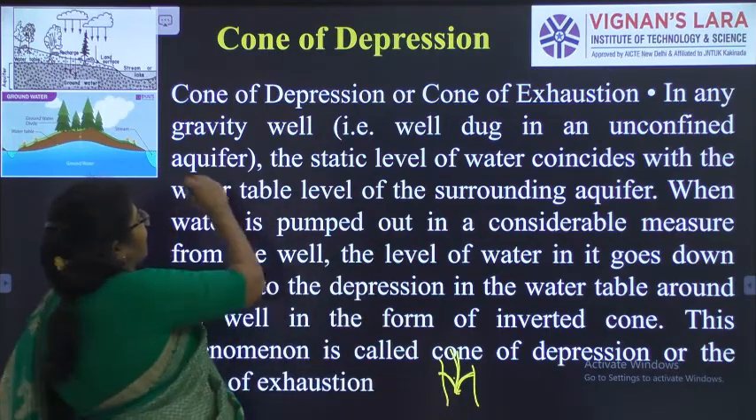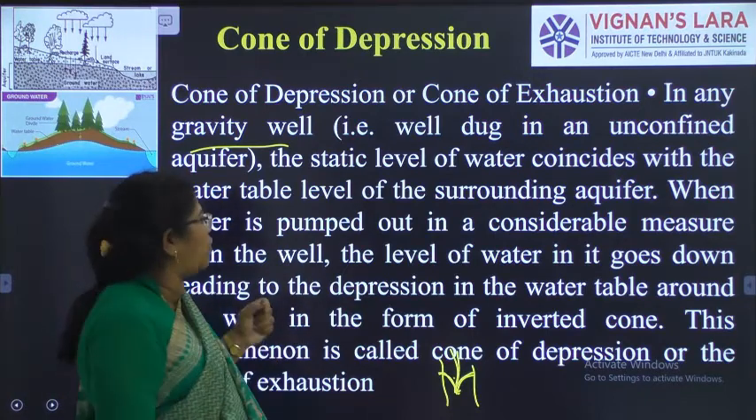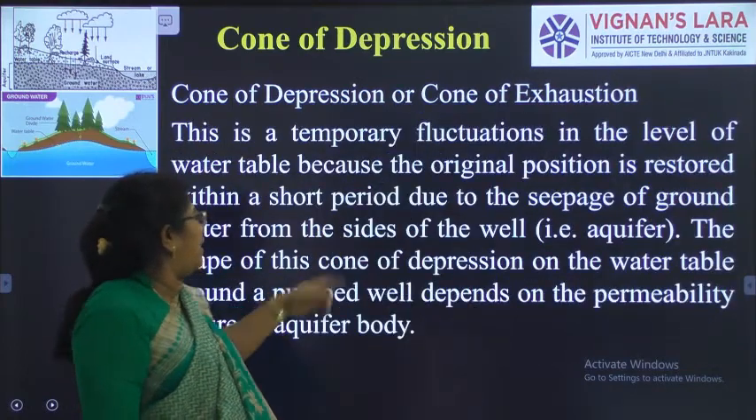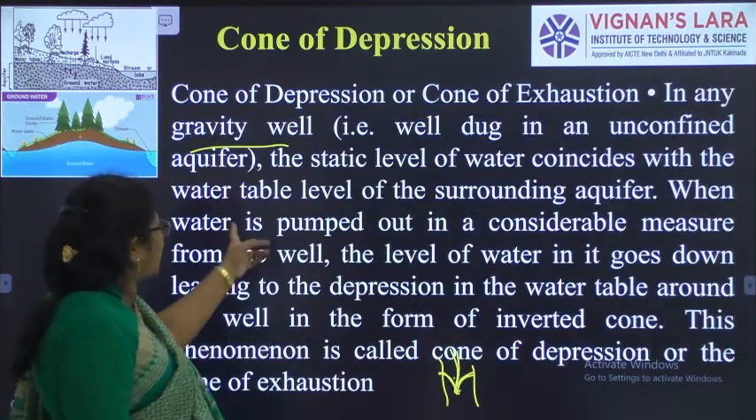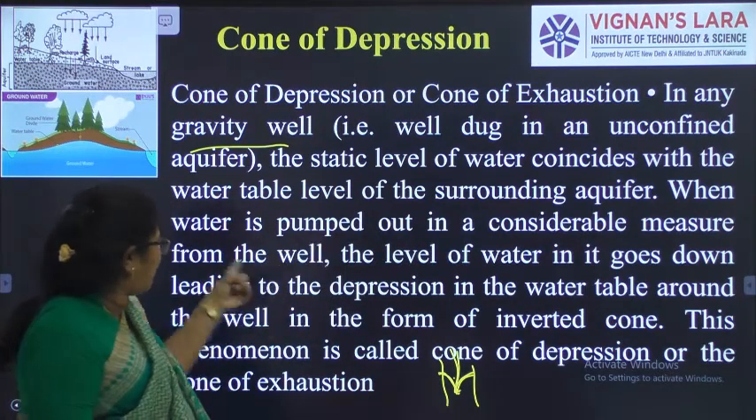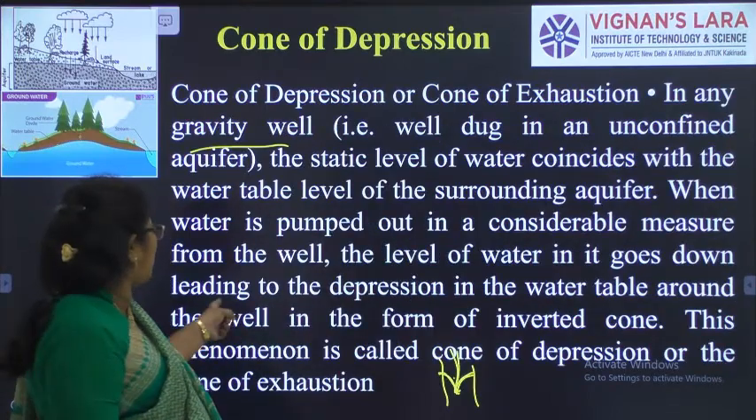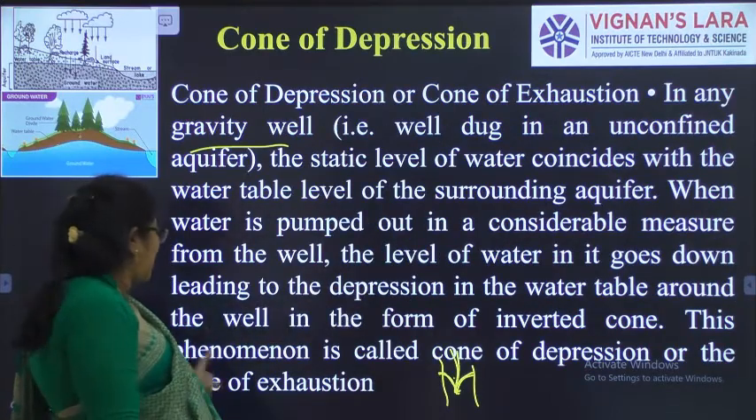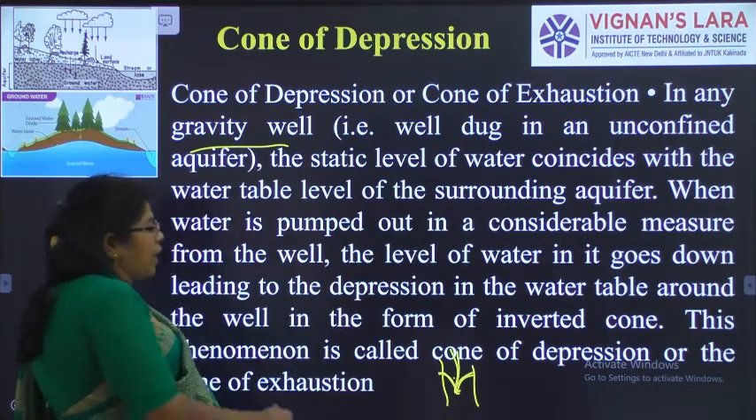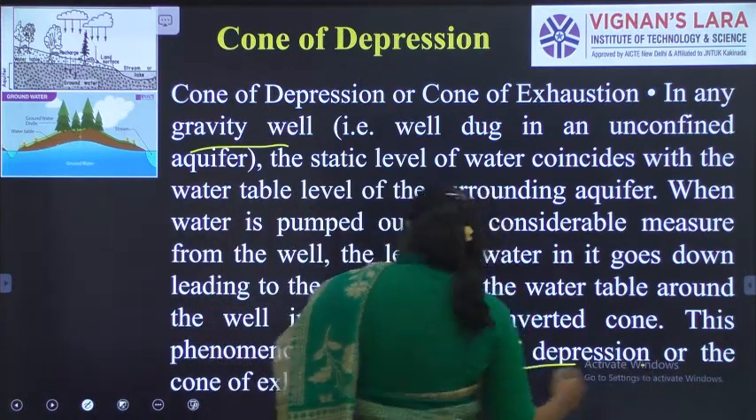So in any gravity well, that is a well for an unconfined aquifer, when we are drawing the water out, the static level of water coincides with the water level of the surrounding aquifer. When water is pumped out in a considerable measure from the well, the level of water goes down, leading to the depression in the water table around the well in the form of an inverted cone. This phenomenon is called the cone of depression, or the cone of exhaustion.